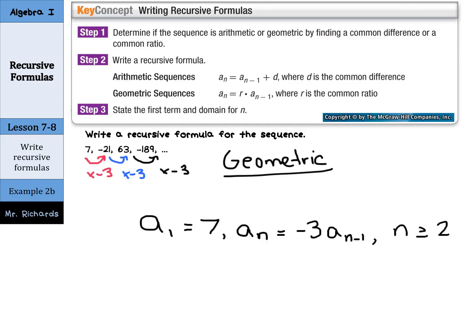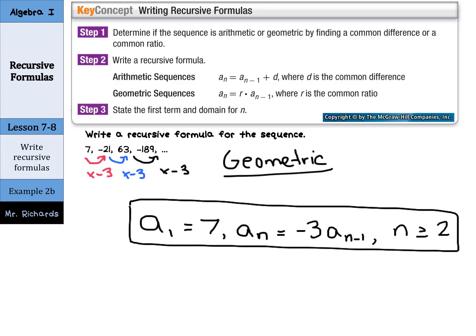And even if we were just to test this answer, let's mentally check this. Say you want to find the second term. Well, we know the second term is negative 21. And so put this in. We're going to look at the first term and multiply by negative 3. The first term is 7. 7 times negative 3 is negative 21.